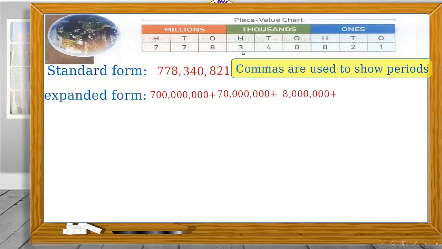Go to the next period: 3 and 5 zeros, 4 and 4 zeros. But focus well: if you have 0 in any place, that means you have nothing. You shouldn't write anything here. Go to the next place. We have 8 in hundreds. Write 8 and 2 zeros, and next place 2. Write 20. Last place we have 1. You should write 1 at the end.